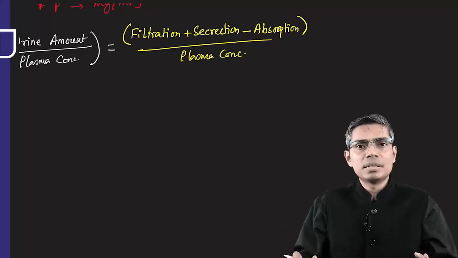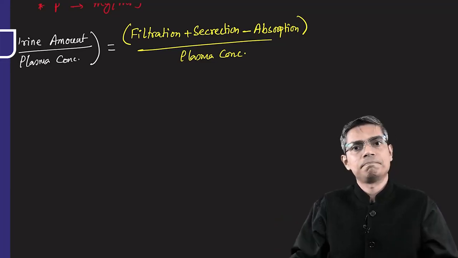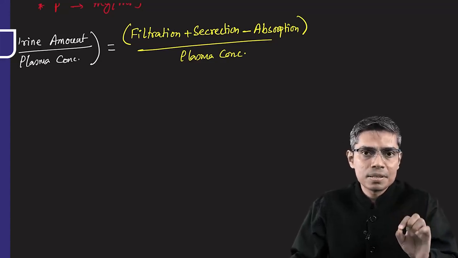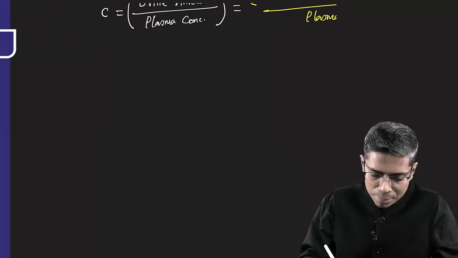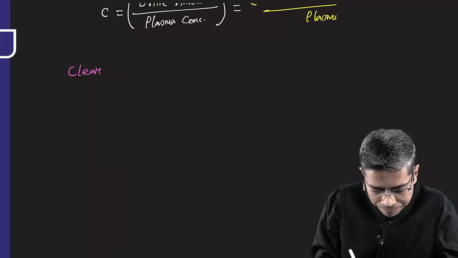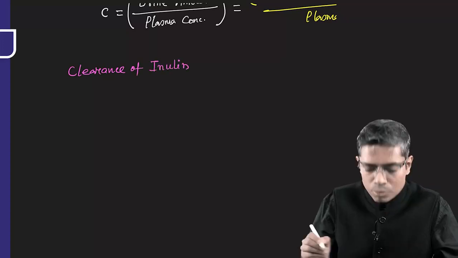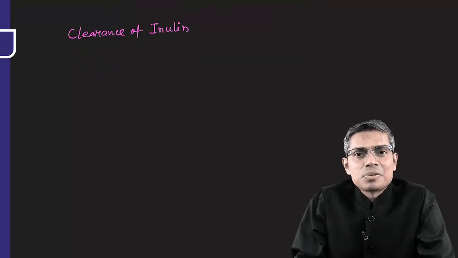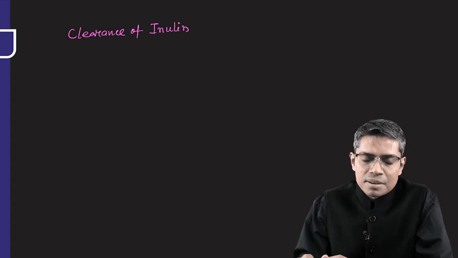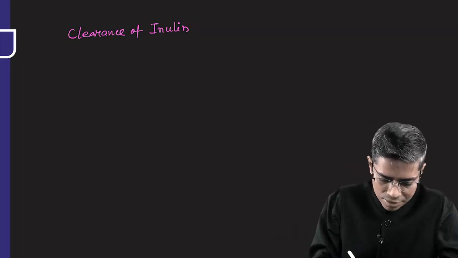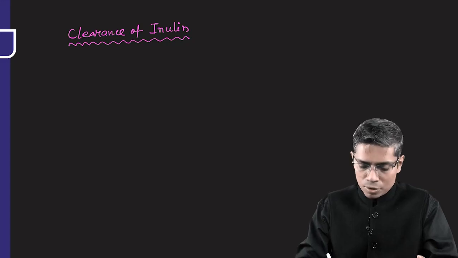Now suppose I want to measure the clearance of one substance which is not produced endogenously by our body. One such freely filterable substance is inulin, right? So I want to measure the clearance of inulin. Why inulin? You know that this is a substance which is not going to be secreted or reabsorbed by the nephron, and it is a freely filterable substance. So that's why I'm using inulin for measurement of clearance. But it is not produced endogenously.